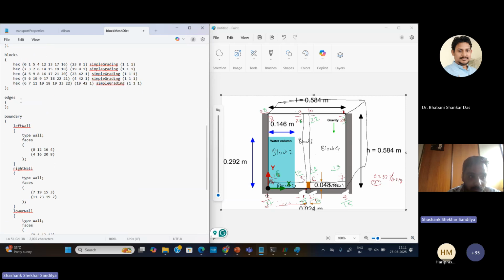Then we don't have edges, we define boundaries like left wall. To define our left wall, we require 4 vertices to define a patch like this. This is for block 0, this is our left wall. So to define this, what do we require? 0, 1, 4, and 12. Or we may also write 0, 12, 4, and 1.